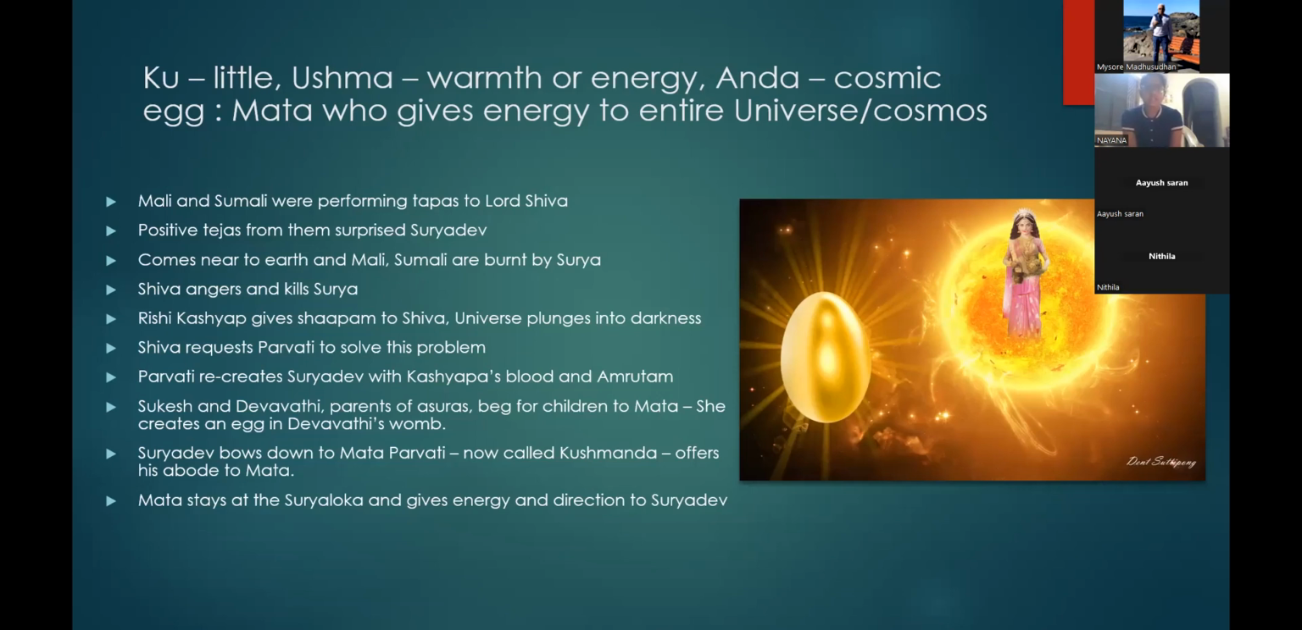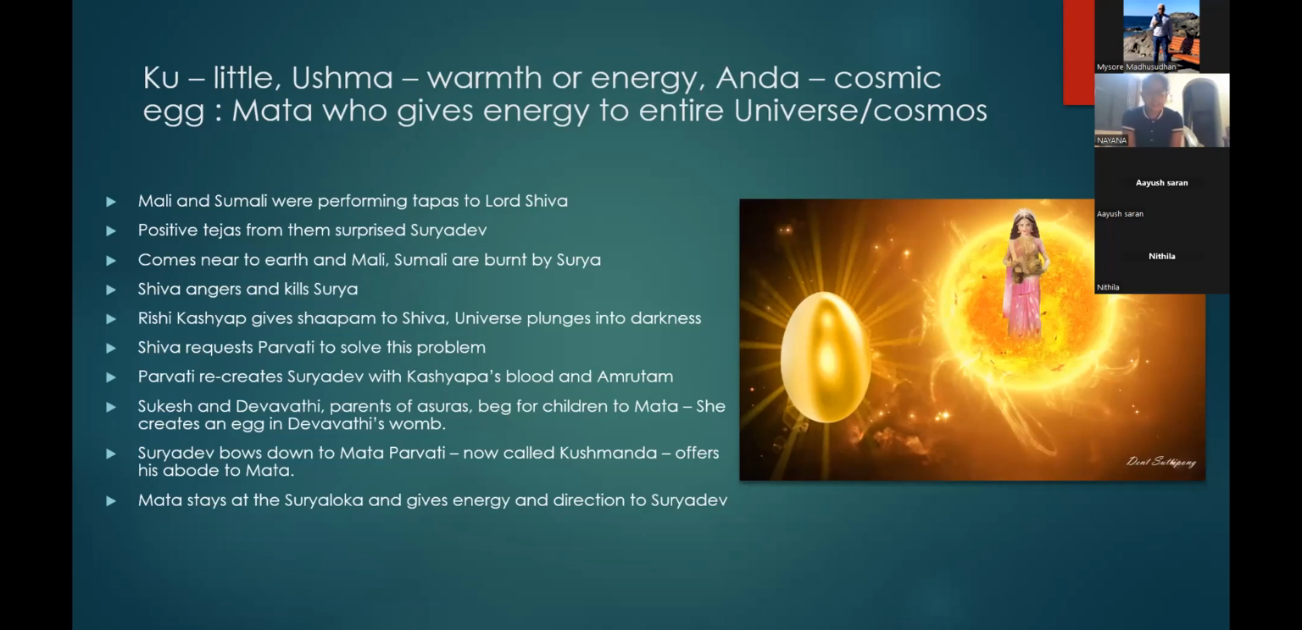Rishi Kashyapa gives a shapam, or curse, to Shiva, saying that you will also kill your own son one day, as Surya was the father of the whole universe. Shiva requests Parvati to solve this problem, and Parvati recreates Surya Dev with the help of Rishi Kashyapa using his blood and Amrutam. She mixes them and recreates Surya.